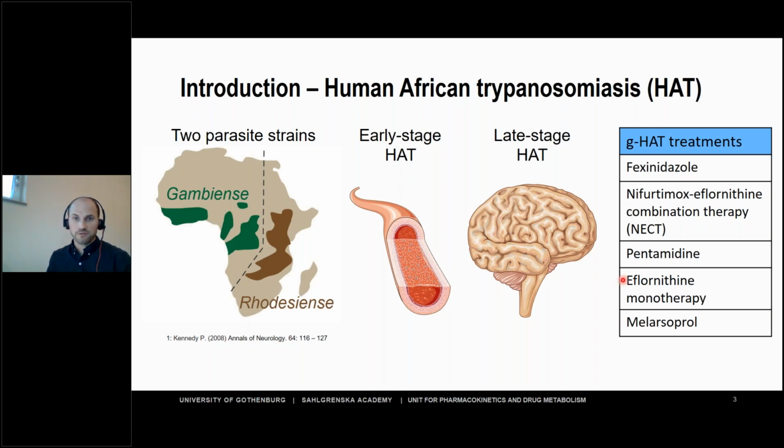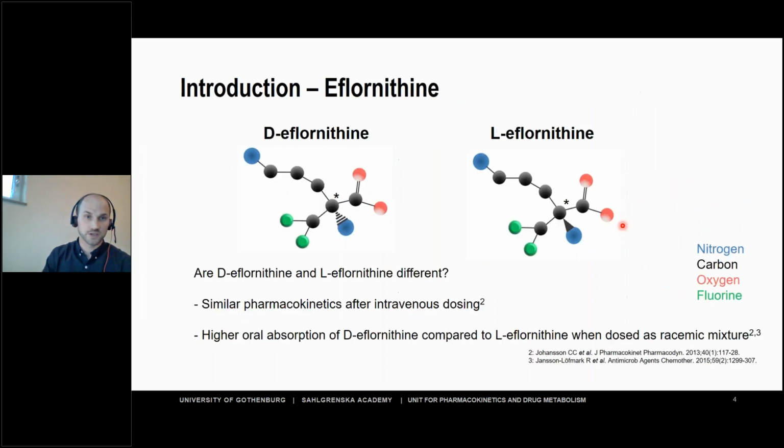But let's zoom in more on eflornithine, and we're going to talk about both the combination treatment and monotherapy. But let's start off with some chemistry just to set the scene, as eflornithine is a drug that has a chiral center here. So depending on if the molecule has a nitrogen here in blue that is pointing inwards or outwards, you have D or L-eflornithine. So these two enantiomers might be different.